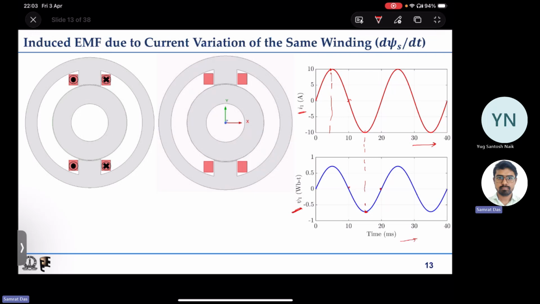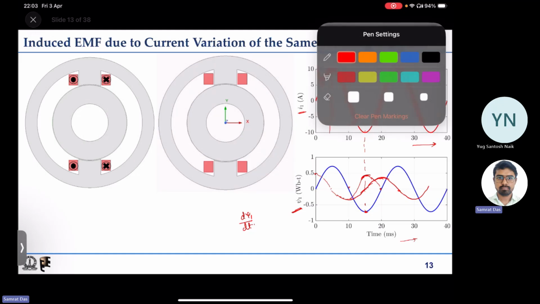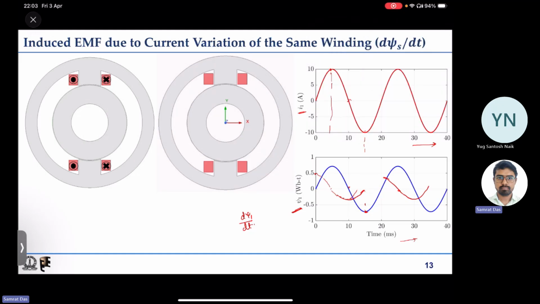Some rate of change of psi 1 obviously will lead to some induced EMF, d psi 1 dt. If you take the derivative of sine, you will get cos. So if I plot the induced EMF waveform, it will look like this. So there will be some induced EMF.